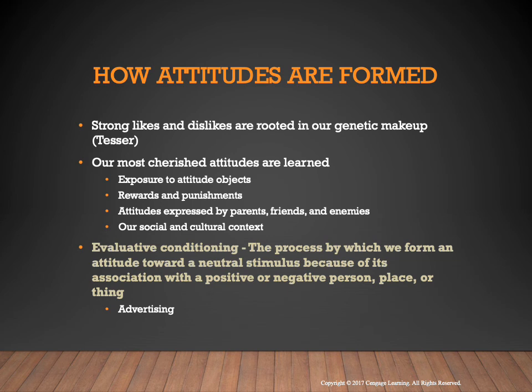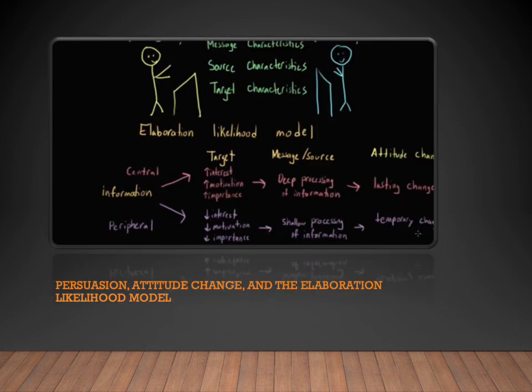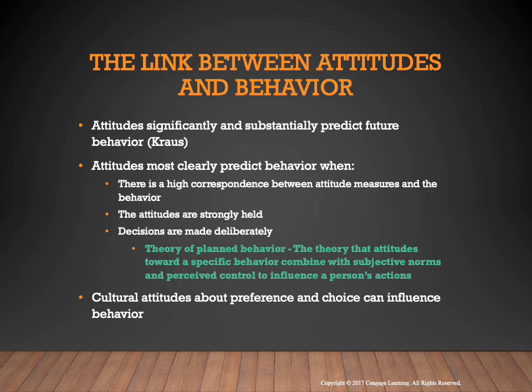You'll associate the two. And while advertising is the most obvious form of evaluative conditioning, we do it all the time. There's so many neutral stimuli in the world, things we don't immediately have a strong feeling about, but through association, we will learn to have a positive or negative association to that neutral stimulus. For an introduction to how attitudes are formed and changed, please click the link under Persuasion, Attitude Change, and the Elaboration Likelihood Model.